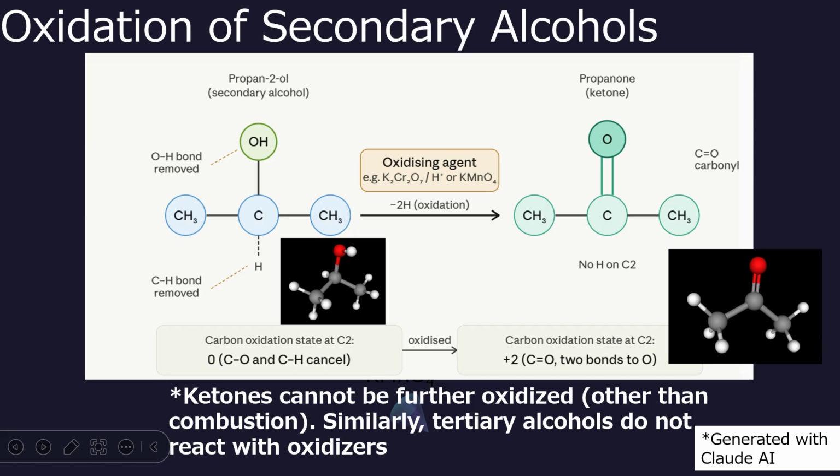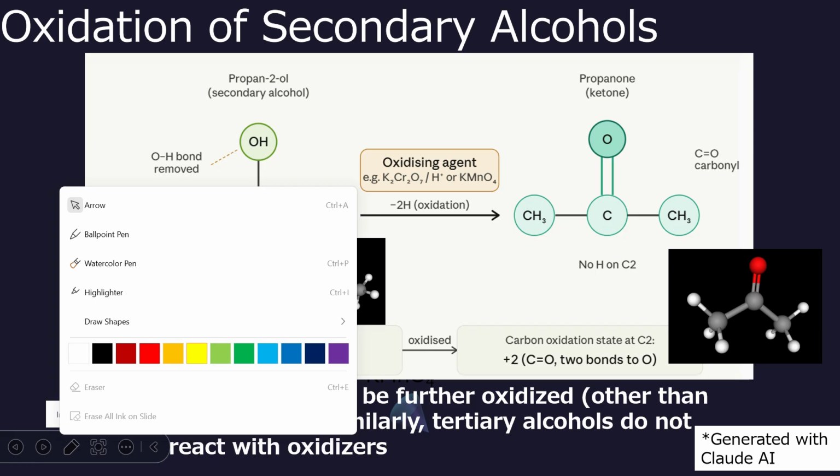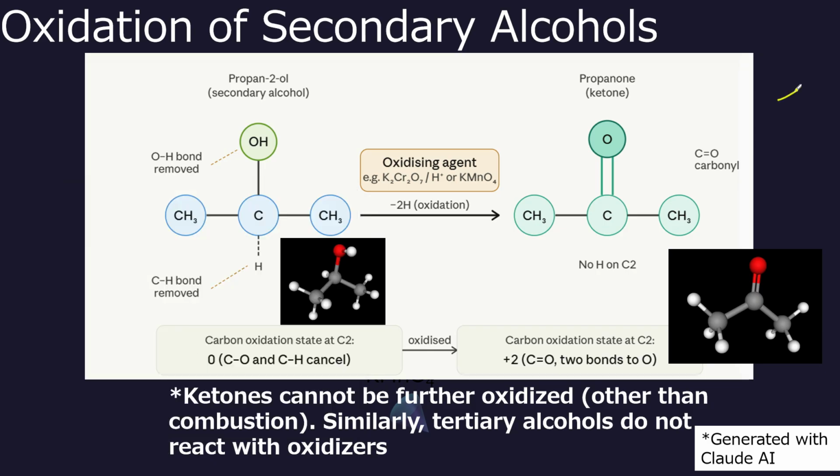Similarly, if you had a tertiary alcohol, that would be something like what's known as tert-butanol. 3 CH3 groups attached to a central carbon that has just one OH group. That can't be oxidized any further at all. Can't make a ketone or an aldehyde or a carboxylic acid. So it does not go.